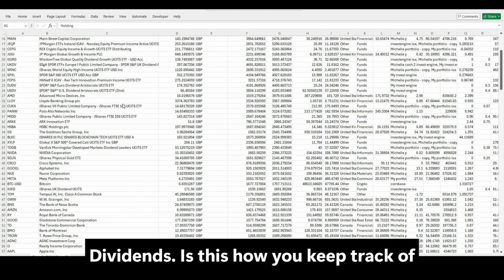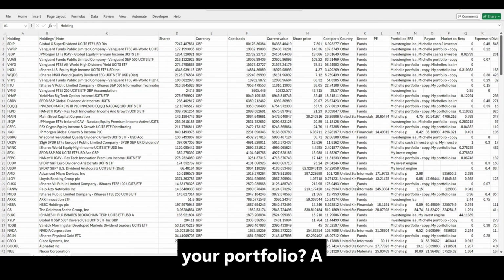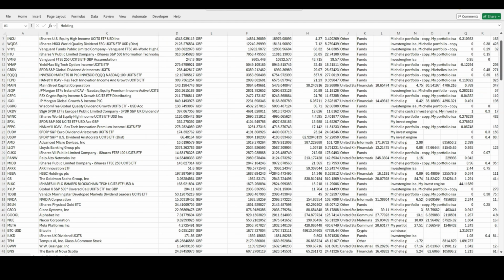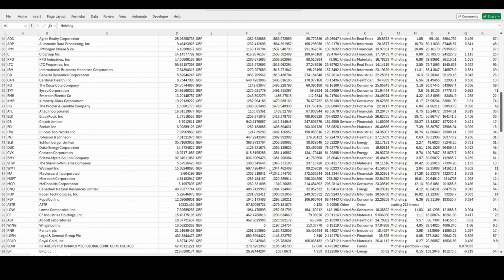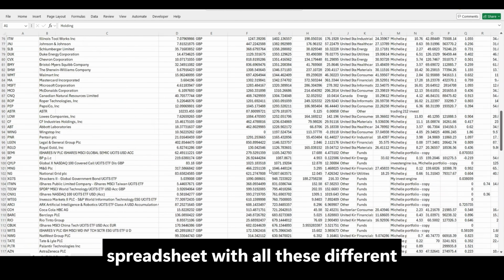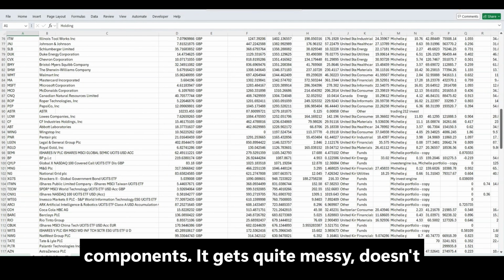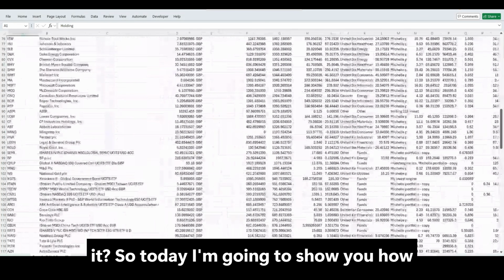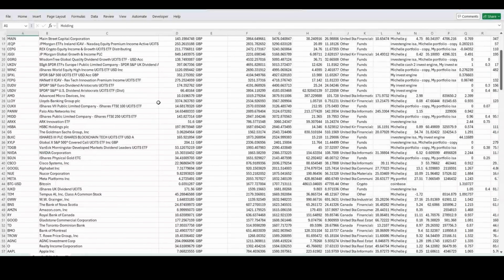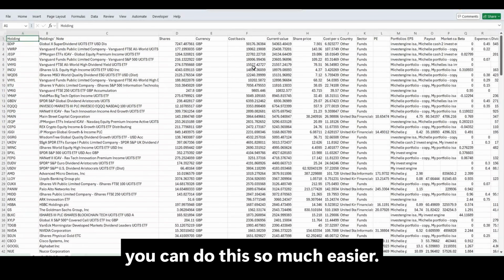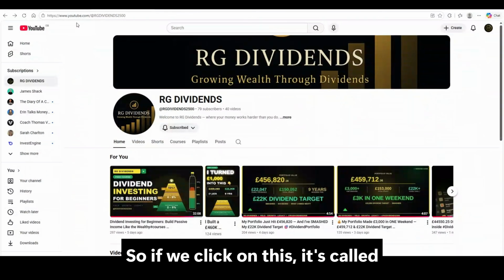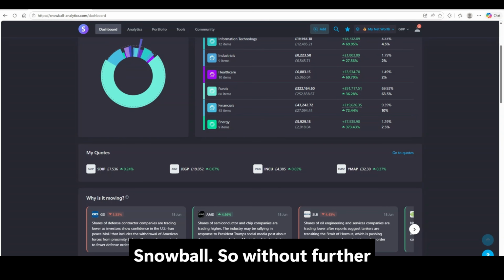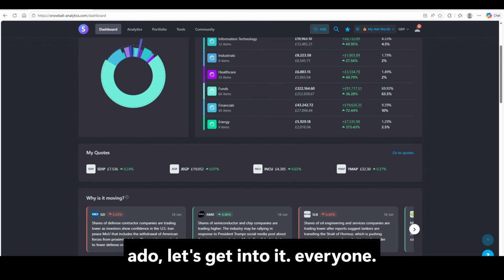Is this how you keep track of your portfolio? A whole massive spreadsheet with all these different components. It gets quite messy, doesn't it? So today I'm going to show you how you can do this so much easier. If we click on this, it's called Snowball. So without further ado, let's get into it.